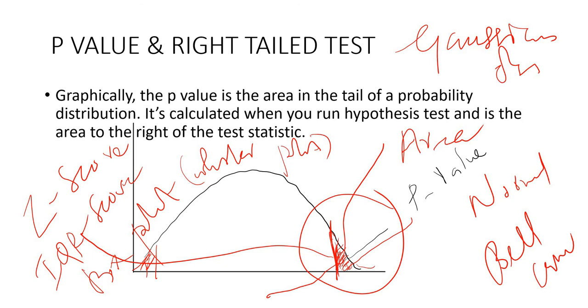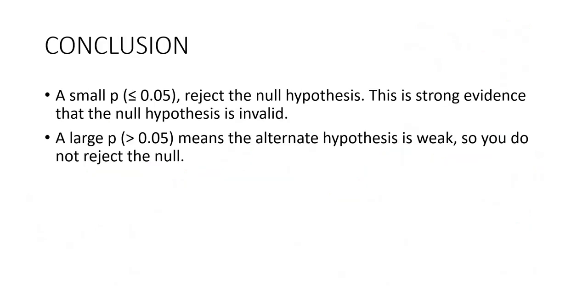Fine. See, this area is the p-value. It is calculated when you run a hypothesis test and is the area to the right of the test statistic. This is the critical value. Critical value can be the Z score, IQR score, or you can get it from the box plot. Anything. This area is the p-value. You got it. Fine. So this is the point you need to understand.